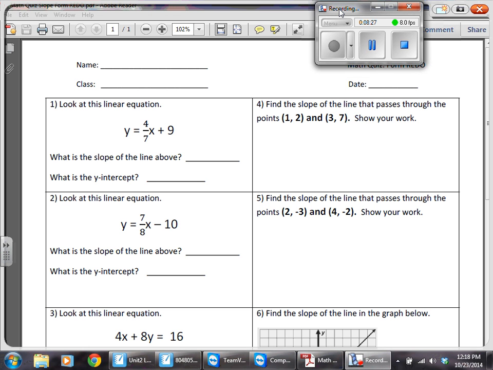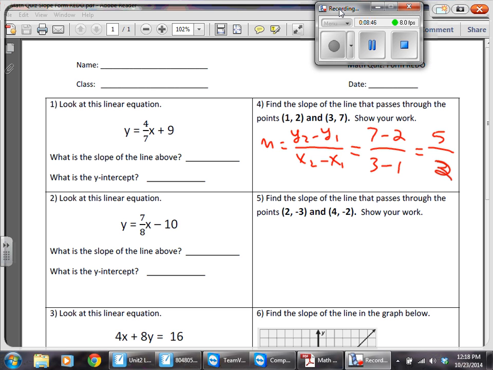Find the slope of the line that passes through the points (1, 2) and (3, 7). Slope equals y2 minus y1 over x2 minus x1. Fill in my numbers: 7 minus 2 over 3 minus 1. 5 over 2. That's a 2.